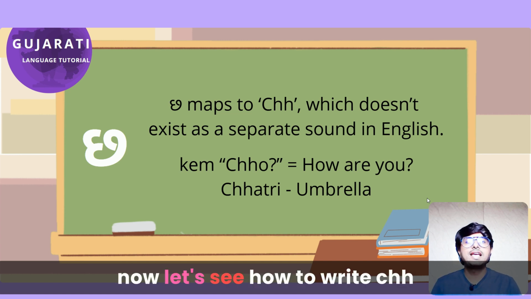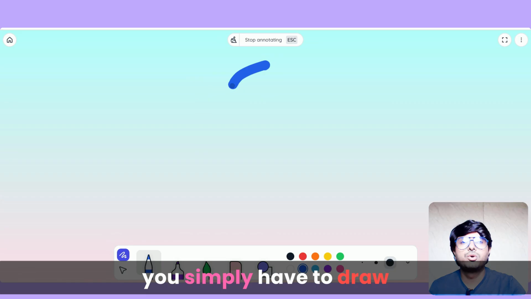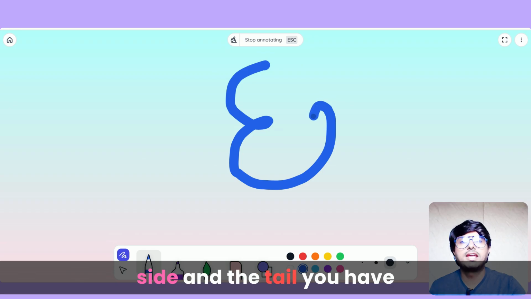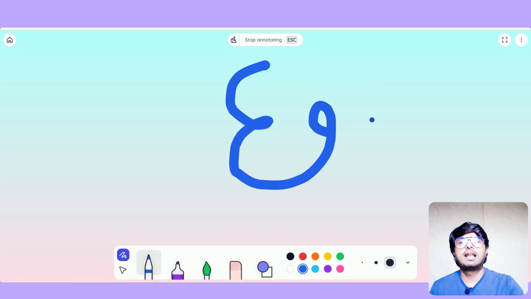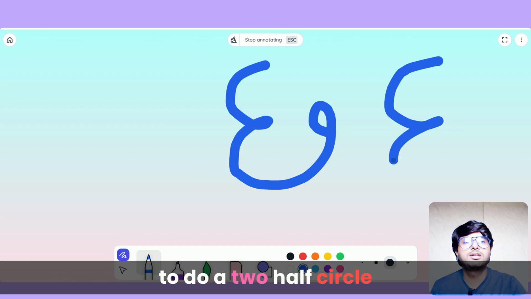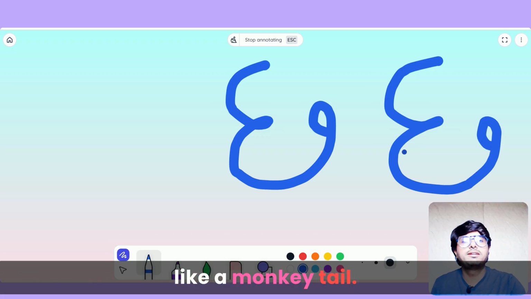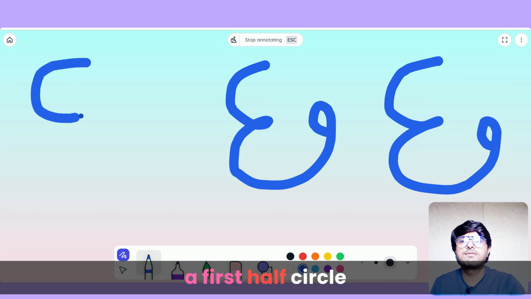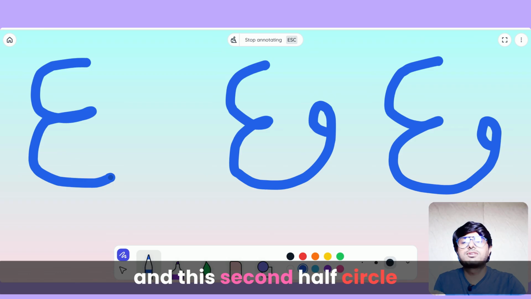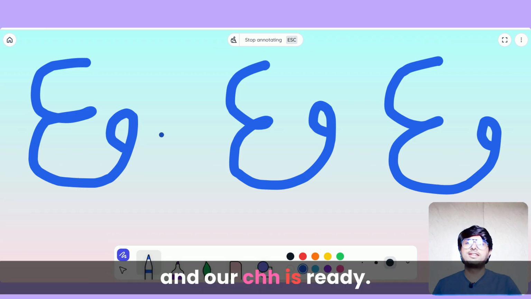Okay. Now let's see how to write Chha in Gujarati. You simply have to draw two half circles facing the right side, and the tail you have to finish like this, like a monkey tail. You know what you have to do? Two half circles, and the second circle you have to finish like a monkey tail. The first half circle, then the second half circle, and this second half circle will stretch a bit, making a monkey tail, and our Chha is ready.